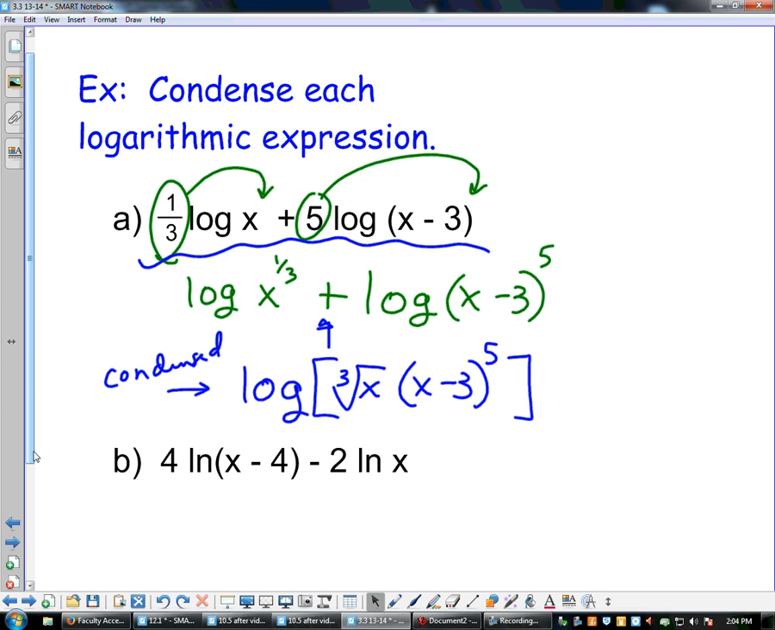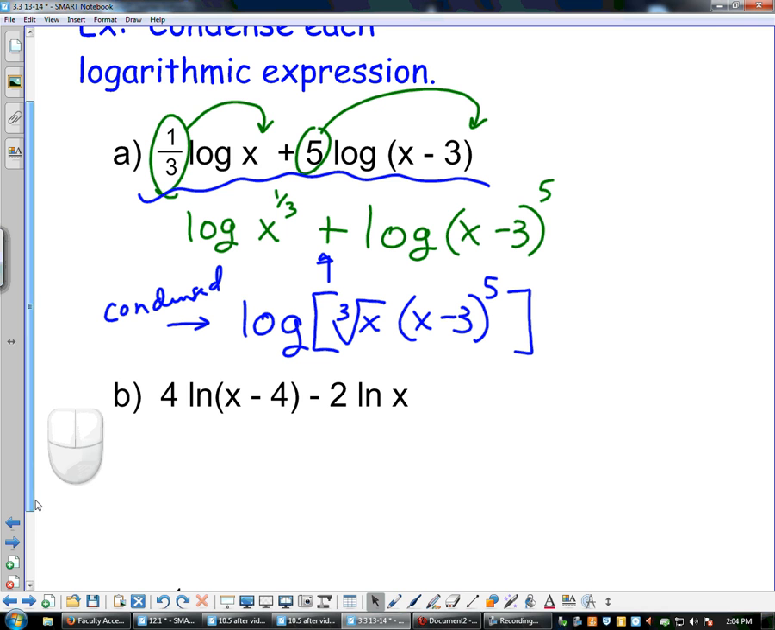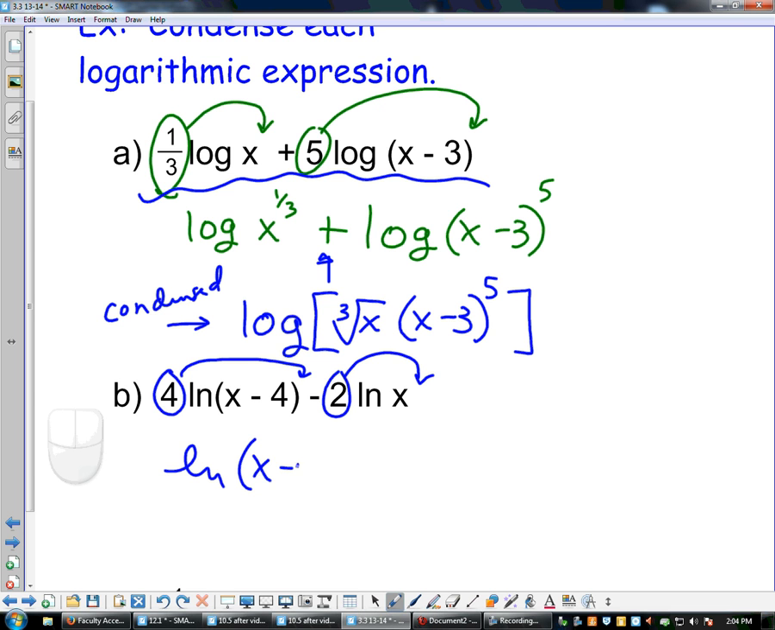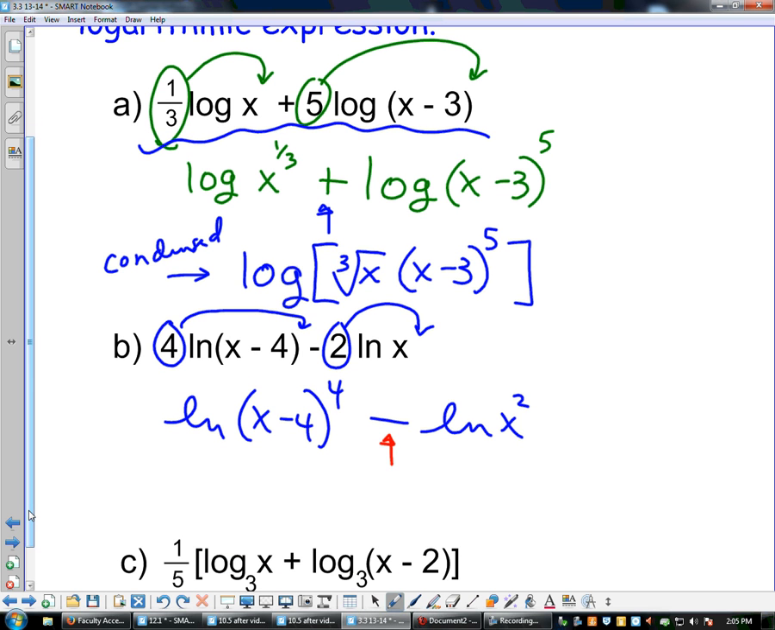Let's condense this next example. This one says 4 times ln of x minus 4, so let's bring that 4 as an exponent here. Same thing here, bring this 2 up as an exponent, so I get ln of x minus 4 to the 4th minus ln of x squared. Since we are subtracting two logarithms, we can rewrite this with a quotient. So let's write this as ln of x minus 4 to the 4th over x squared. And that's all condensed. That's as much as we can do with that.